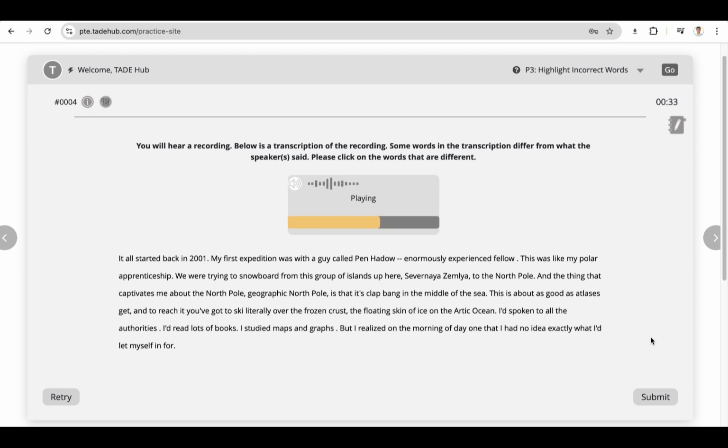And to reach it you've got to ski literally over the frozen crust, the floating skin of ice on the Arctic Ocean. I'd spoken to all the experts. I'd read lots of books. I studied maps and charts. But I realized on the morning of day one that I had no idea exactly what I'd let myself in for.